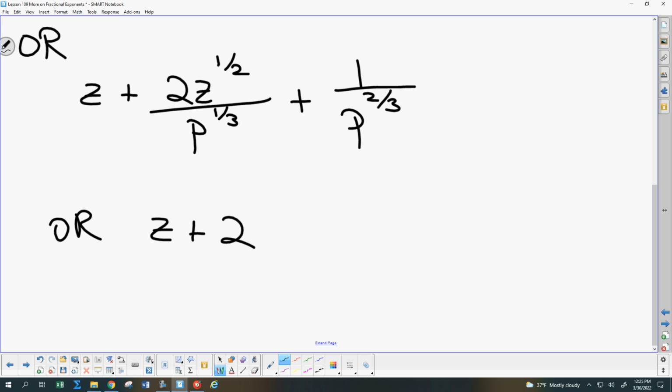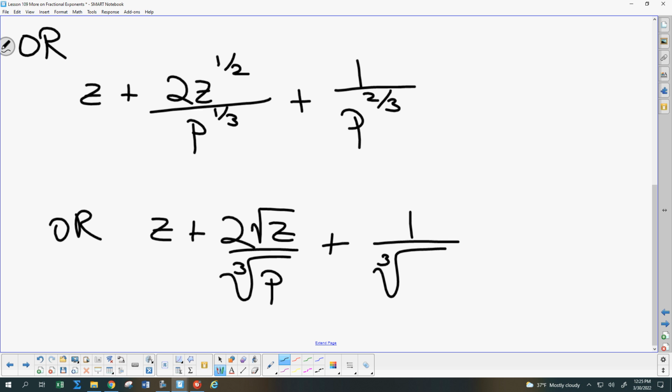what does the exponent of 1/2 mean? What's the 1/2 power mean? Square root. So I could say square root of z. What's the exponent of 1/3 mean? Cubed root. So I could say over the cubed root of p. Kind of weird, though. I probably shouldn't leave a root in a denominator, but it's a root of a variable, not a root of a number. And so then I could even say this is 1 over the cubed root of p squared.